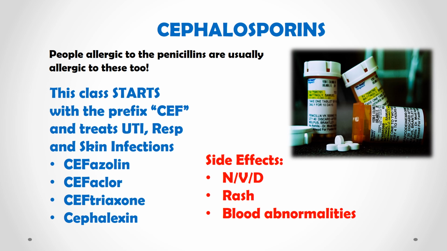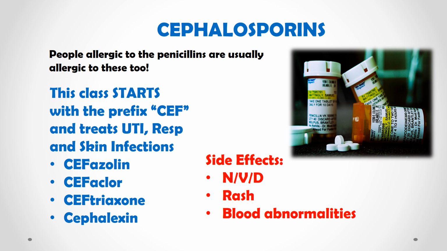Our next set of antibiotics include the cephalosporins. Usually, if someone's allergic to the penicillins, they're usually allergic to these too. This class of antibiotics starts with the prefix ceph, C-E-F. Examples include cefazolin, cefaclor, ceftriaxone, and cephalexin.